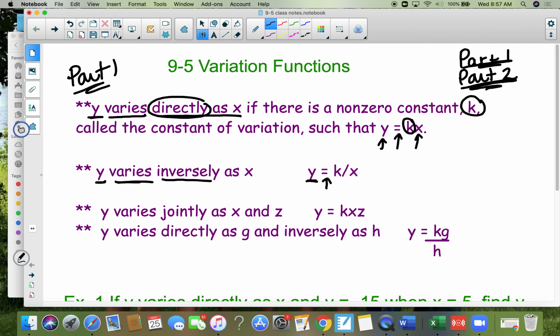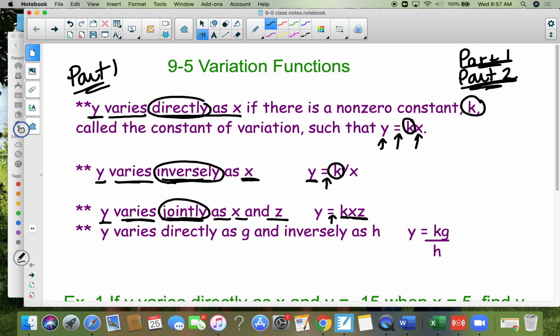Y varies inversely as x. Again, y equals, and there's always a k in all these variations. Inversely means to divide, but there's always a k in your problem, and you're going to divide by x. Y varies jointly as x and z. Y varies means equals. Jointly also means multiply. So you're just going to multiply the x and the z, but remember there's always a k in the problem.